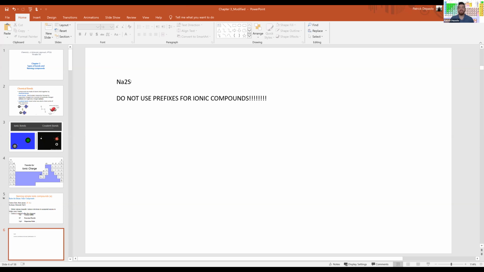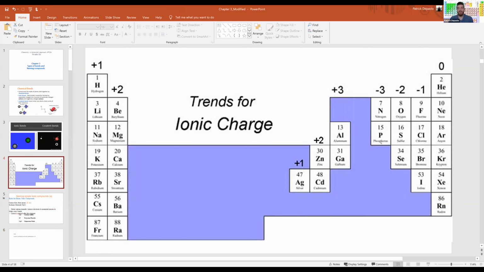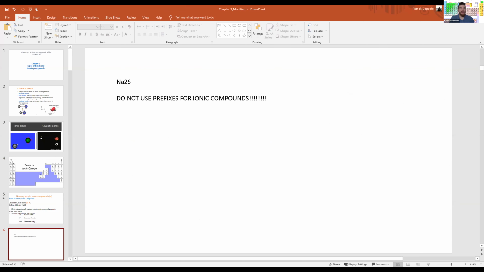And the reason why is because mathematically this works out. Na, sodium, is positively 1 charged. There have to be 2 of them, +1 +1, to cancel out a sulfur, because sulfur, if you look at the table, is -2. So it mathematically works out.